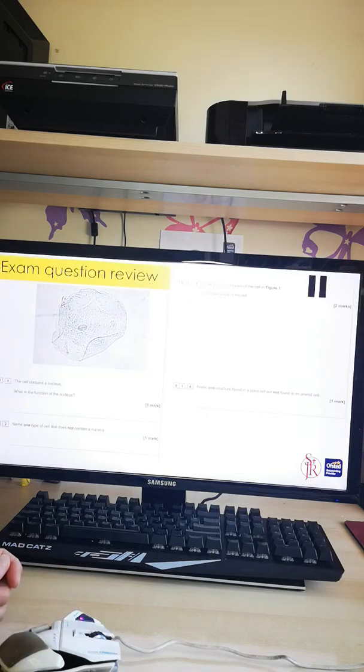Okay, time for a GCSE exam question. By all means, you can use the PowerPoint to print this off and write on, or you can just have a go on some paper at the side if you can read all the questions. And pause, and then we'll go through the answers. Okay, so going through these answers. The cell contains a nucleus. What's the function of the nucleus? Controls the activities of the cell. And you're also allowed to say contains the genetic information, or contains the genes, or DNA, or chromosomes. Any of those would be fine.